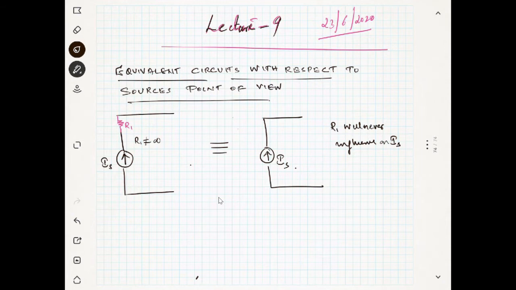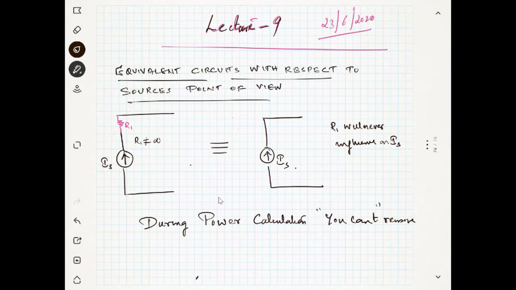However, there is a problem during the power calculation. If you want to calculate the power of the total circuit, during the power calculation you can't remove R1, because there will be some power dissipation across this R1.